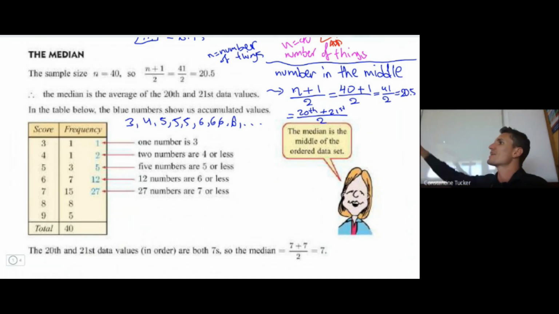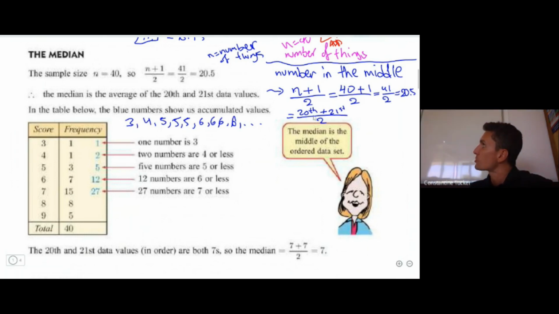Well, hold on a second, guys. Eyes on the board. You haven't understood anything yet. What they're saying is the 20th plus the 21st divided by 2 will give us the median. But the 20th and 21st refer to values. We have to find the 20th value and the 21st value using the table.